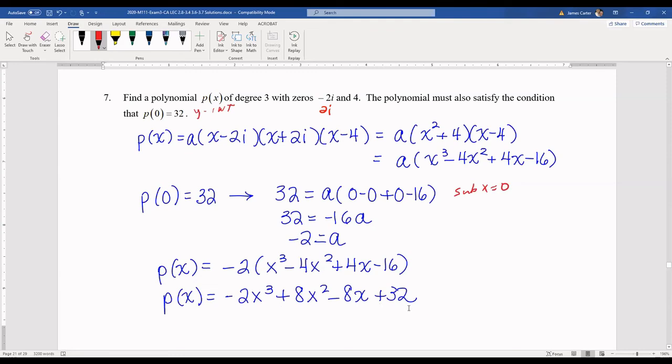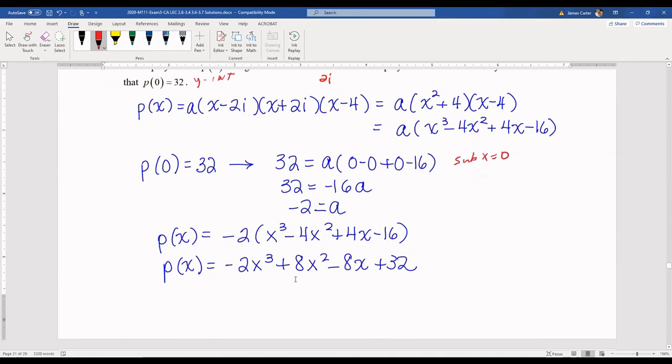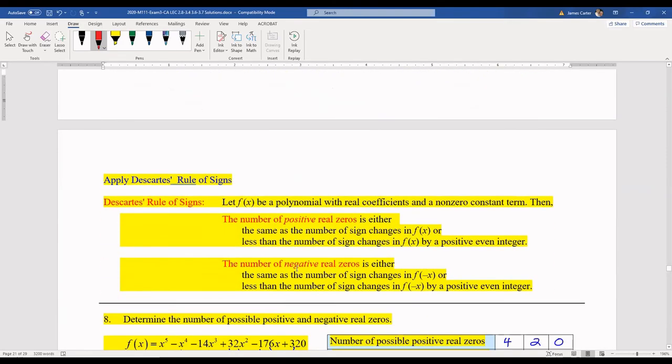Well, anyway, here is your final answer. Now, what do we do? We take the zeros they give us, change them to factors. We multiply it out, adjust for A if we have to. And we don't have to on every single problem.